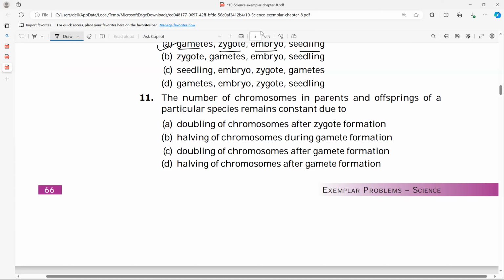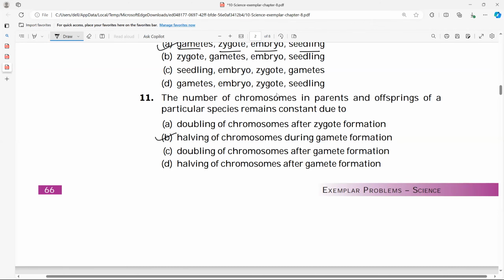Taima, other students, why are you not responding? Option B, sir. Halving of chromosomes during gamete formation. Okay. Here we have the number of chromosomes in parents and offspring of a particular species remain constant due to, yes, option D, halving of chromosomes during gamete formation.